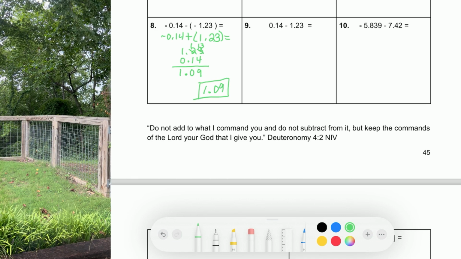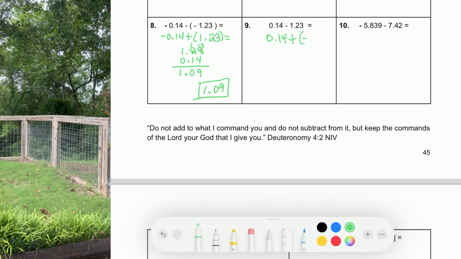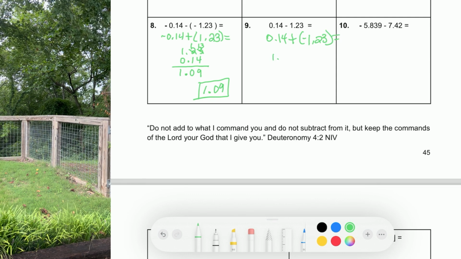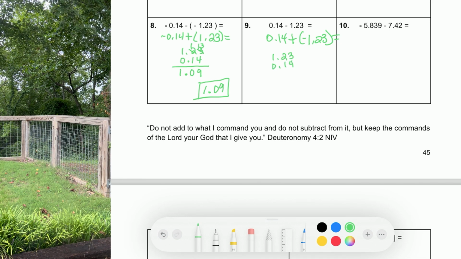Number 9. Same problem, except that you notice that the positives and negatives have been switched around a little bit, but the same numbers. So let's just see if we end up with the same answer. So I'm going to keep it, change it. All right. So now I have, again, where I'm going to subtract the two of them because they have different signs. And we're going to end up with the same number as far as when we subtract.